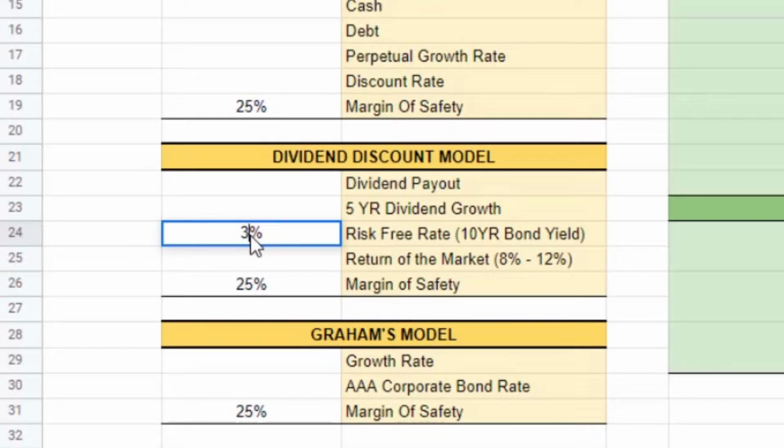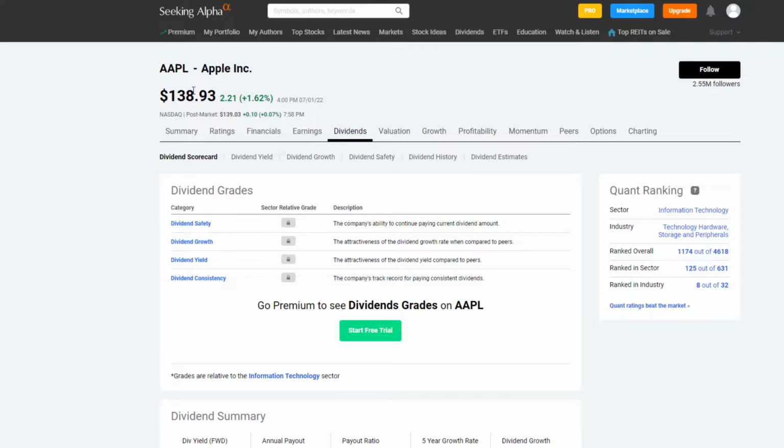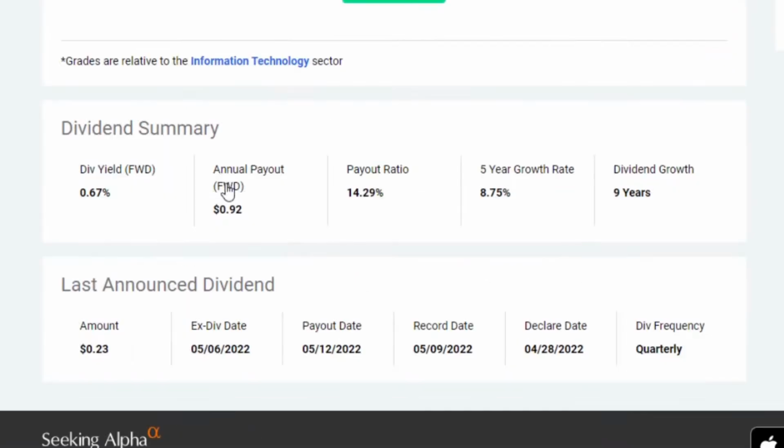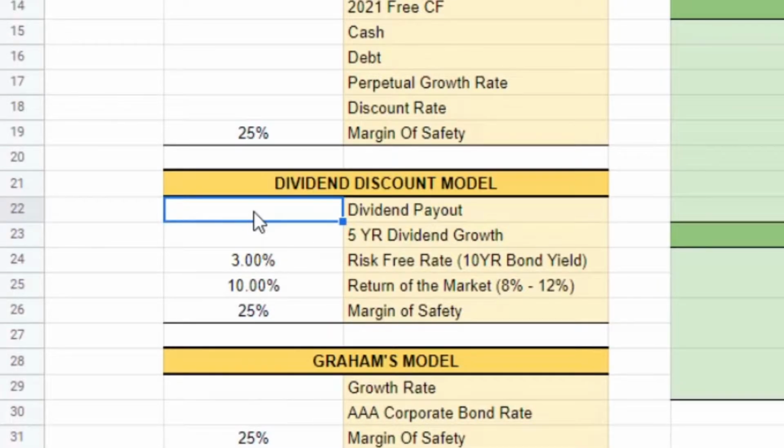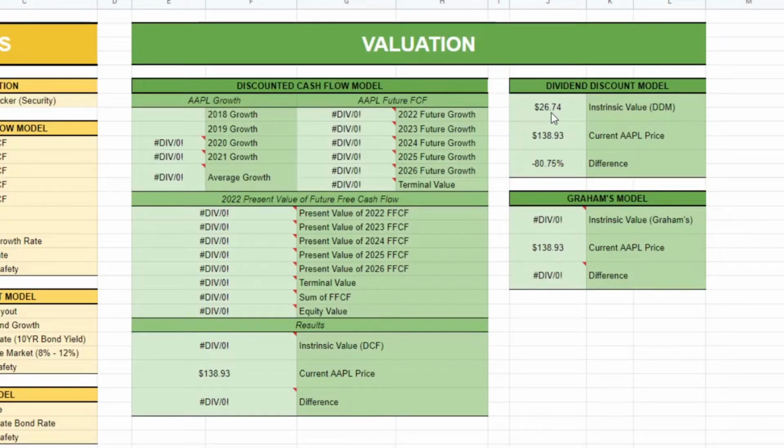So the current risk-free rate is 3%, and we're going to choose a 10% for the return of the market. We can jump over to Seeking Alpha, Apple's page, come over to their dividend tab, and under the sub tab dividend scorecard, we can see that their annual forward payout is 92 cents, their 5-year dividend growth rate is 8.75, and they've paid a dividend for about 9 years. Coming back over to the spreadsheet, if we put in 0.92 and 8.75, the dividend discount model spits out an intrinsic value of $26.